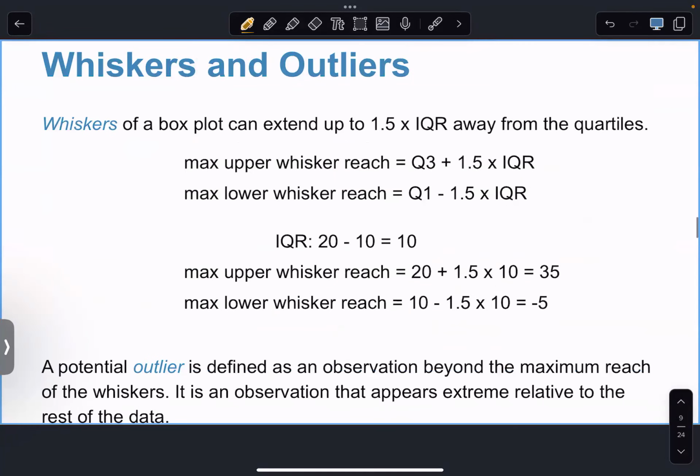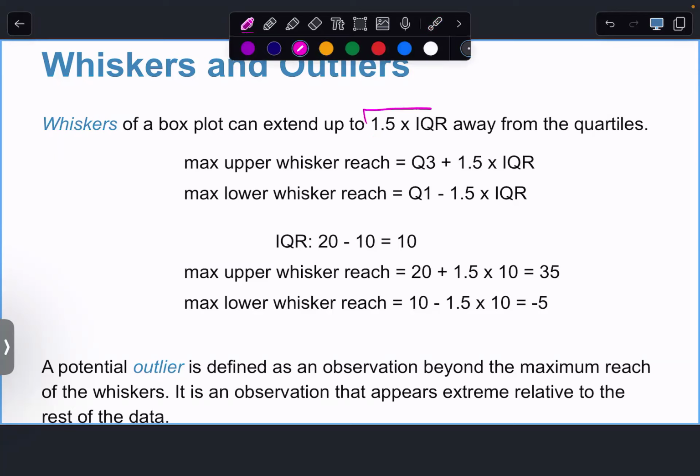So what about these whiskers? Whiskers, we use them and we said, okay, anything past this point is going to be considered an outlier, but now we need rules to figure out what those outliers are, or what point determines an outlier. So we're going to use what's called the 1.5 IQR rule.